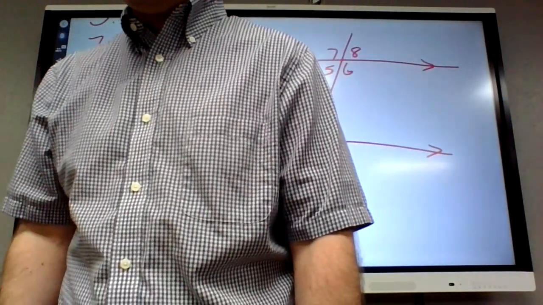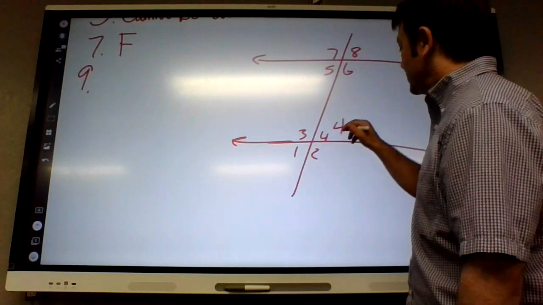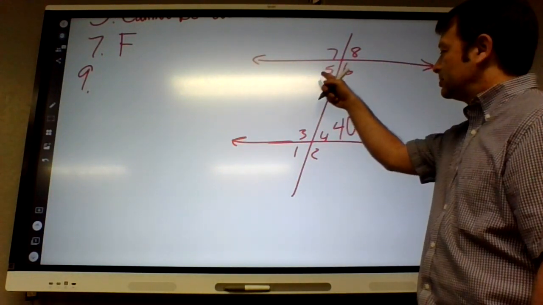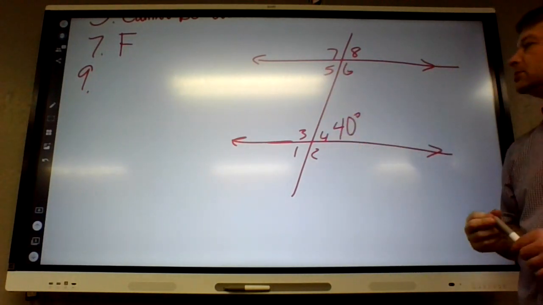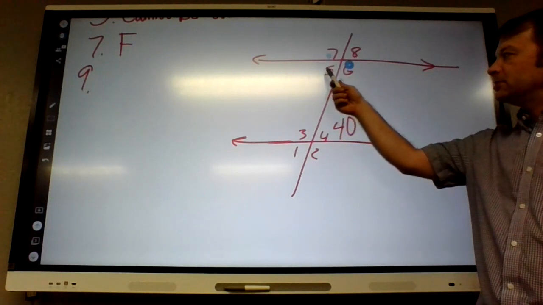Number 9 says angle 4 is 40, find angle 5. If this is 40 degrees right here, what's angle 5 going to have to be? Whatever adds up, so 180. 40 degrees. Okay, yeah. What were angle 4 and 5 called?